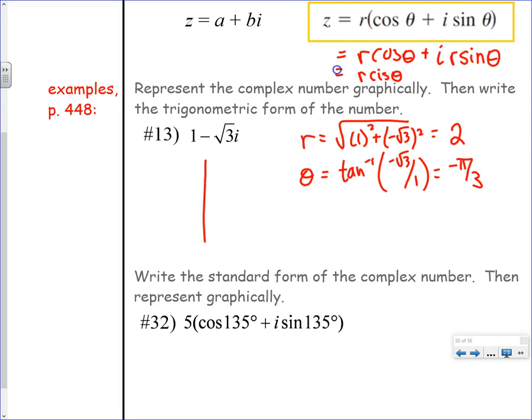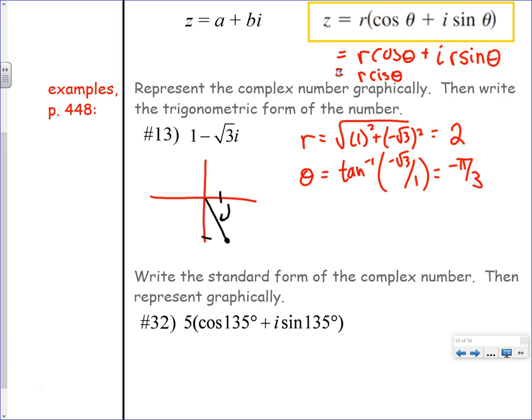So how could I tell what this guy needs? Can't I graph 1 and negative, I don't know, rad 3? What angle do I need? Fourth quadrant, right? Oh, and what's negative pi over 3? Fourth quadrant, sweet. So I'm done.